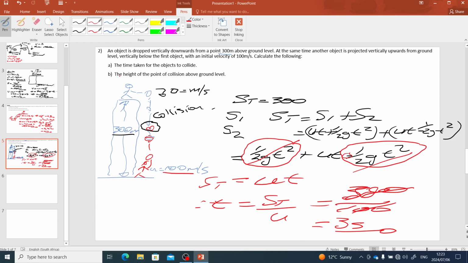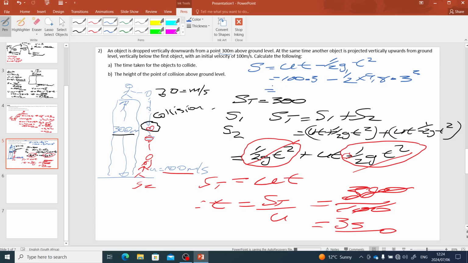Now, the second question: they want us to calculate the height of the point of collision above ground level. They want us to use the S2 one to calculate the height. In calculating that, S equals UT, and since it is acting against gravity, minus 1 over 2 GT squared. The initial velocity is 100 multiplied by 3, minus 1 over 2 multiplied by 9.8 multiplied by 3 squared.